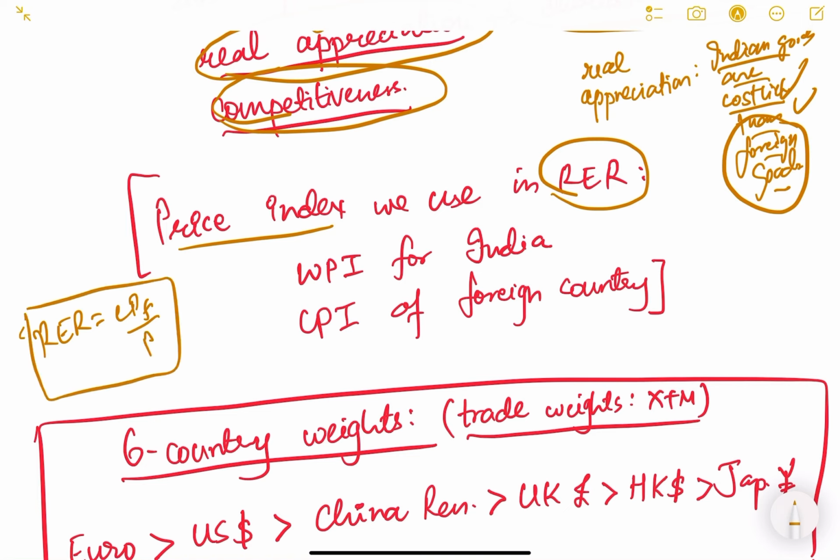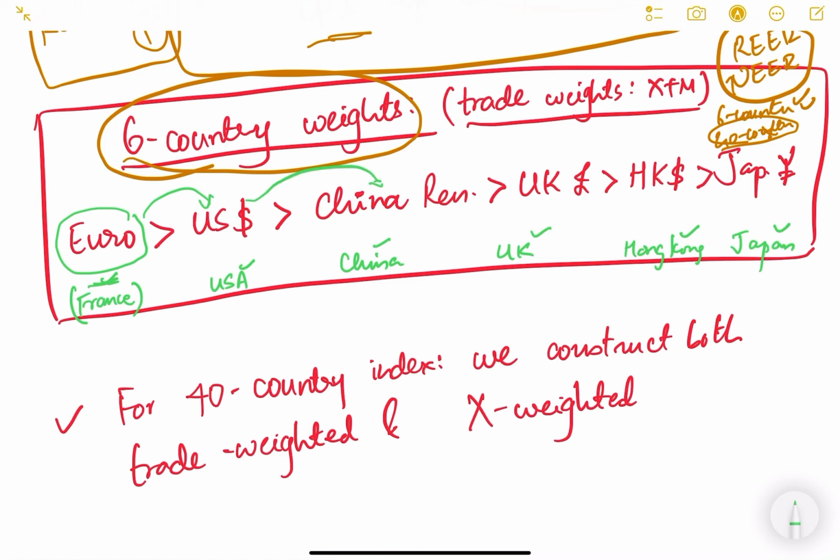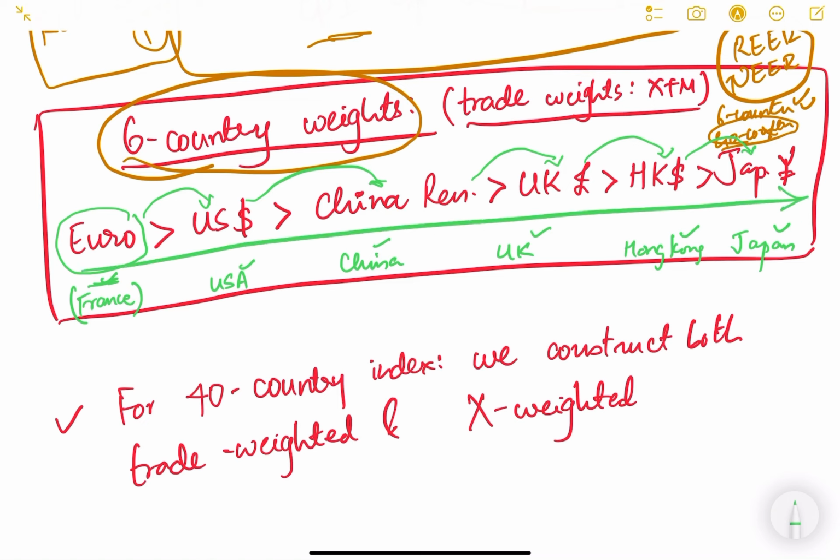Okay, in our 6 country index, what are the weights given to them? The euro is given the maximum weight, then dollar, then Chinese renminbi, then UK pound, then Hong Kong dollar, then Japanese yen. Okay, so this is the decreasing order of weight. Highest weight is given to euro and lowest weight is given to Japanese yen.